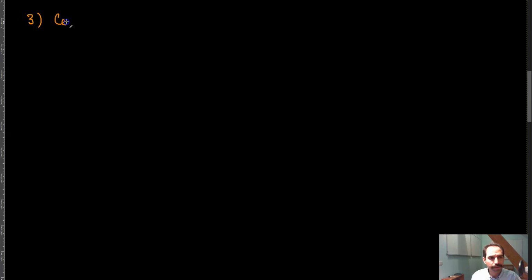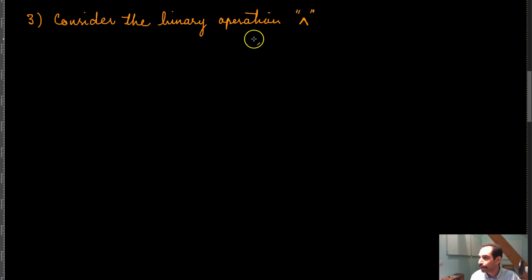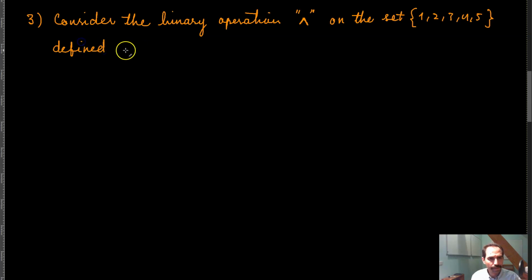Now, question number 3 is: consider the binary operation minimum and the set 1, 2, 3, 4, 5, defined by A minimum B is the same thing as min of A and B, min of A comma B. Write the operation table of the operation minimum.